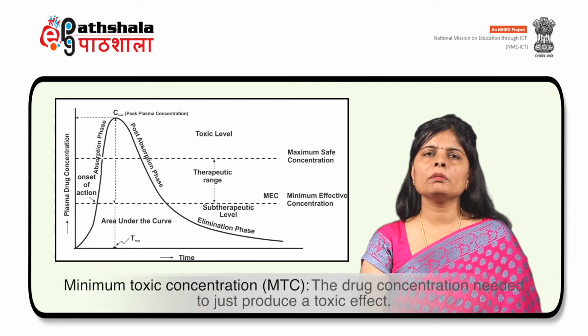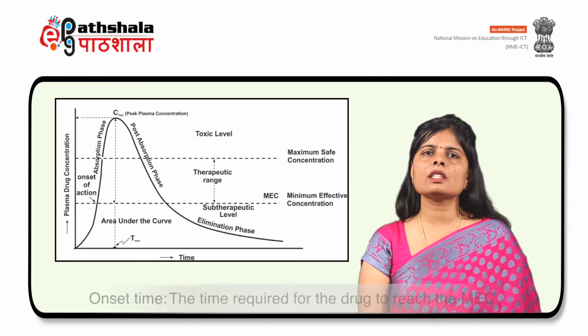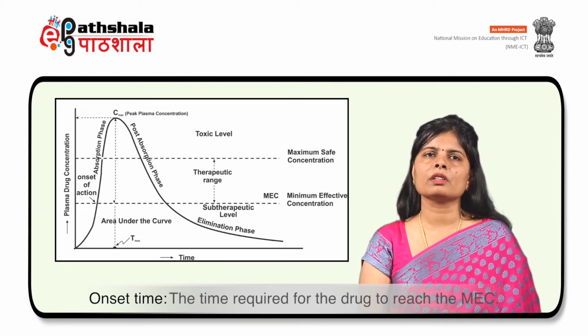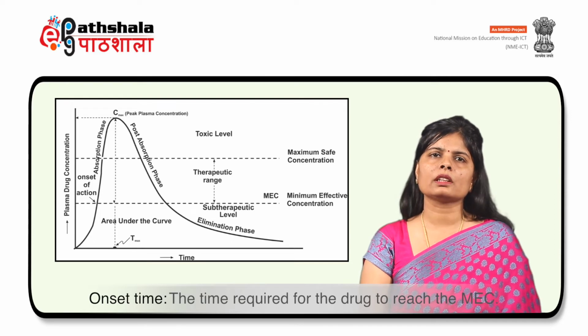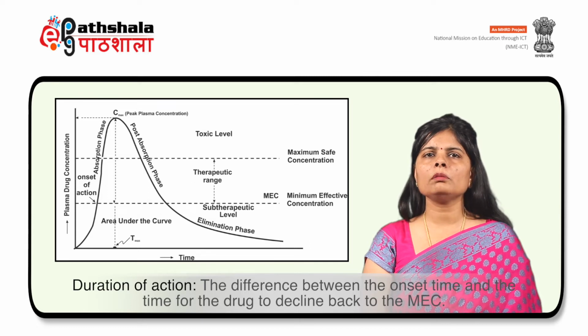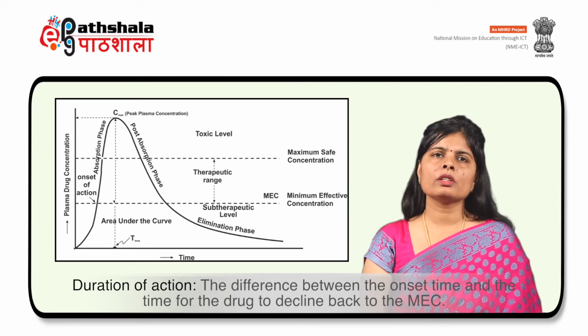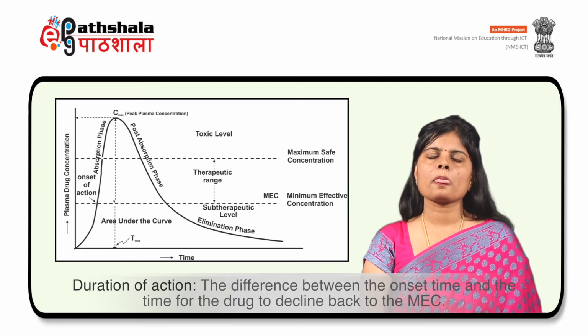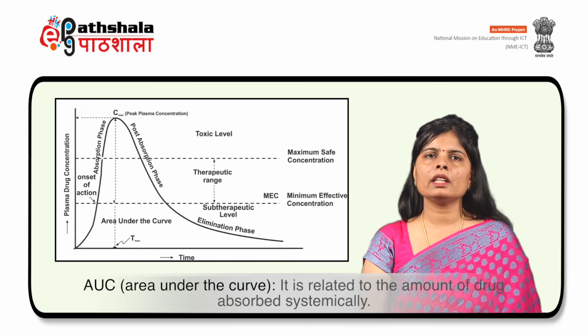The second is the minimum toxic concentration, the drug concentration needed to just produce a toxic effect. Onset time: the time required for the drug to reach the minimum effective concentration is known as the onset time. Duration of action: the difference between the onset time and the time for the drug to decline back to the MEC constitutes the duration of action.